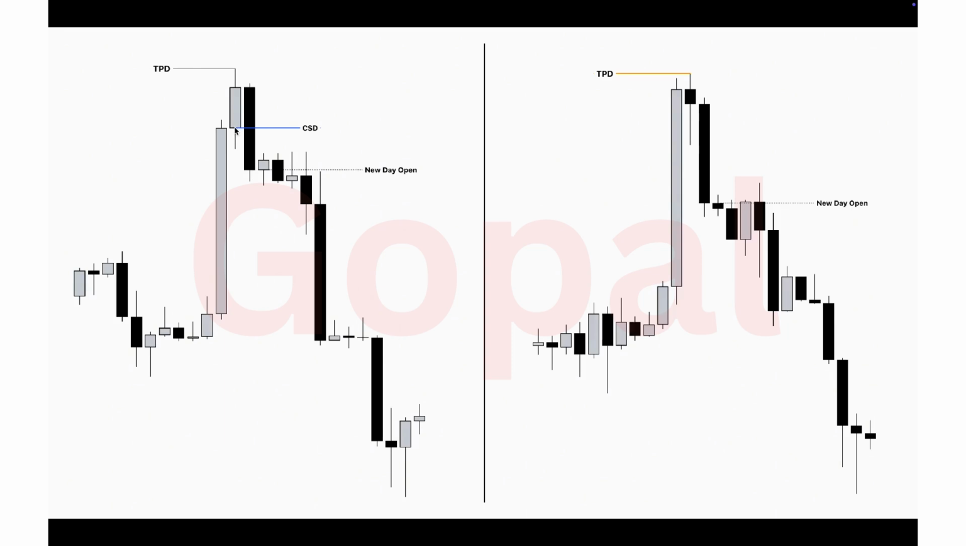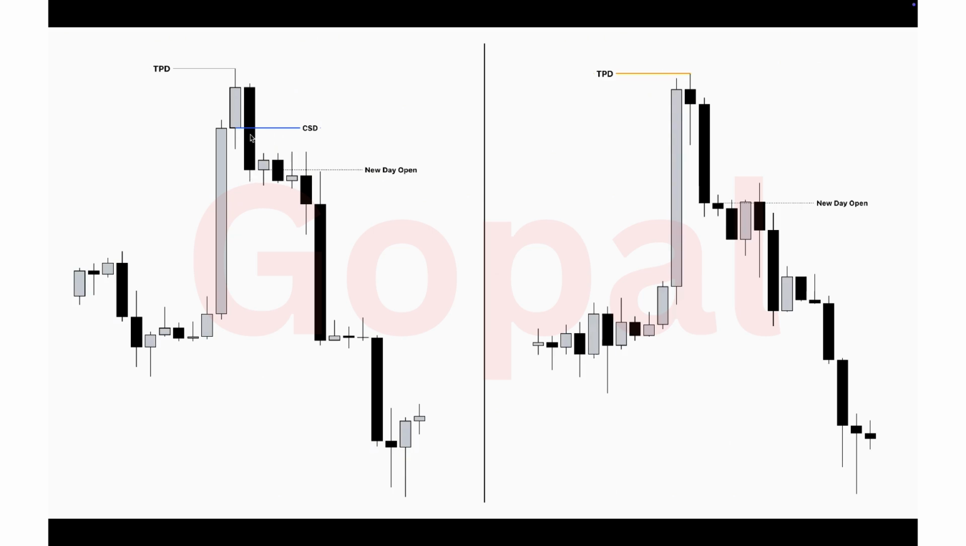So if you have a bearish TPD and candle number 3 strongly closes below candle number 2's open, for the asset that is up close, then that is a valid CSD. And it would be vice versa for a bullish CSD. If it were bullish, then candle 2 would be down close, candle 3 would be up close, overriding candle number 2's opening price. And it is important that there is displacement there.